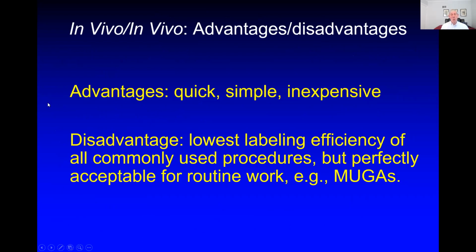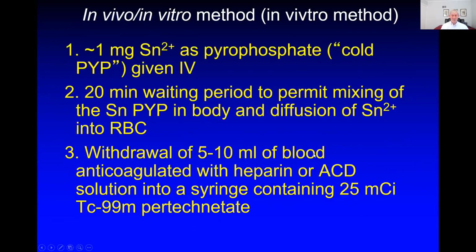The advantages to all of these procedures, every single one of them, is that they're all quick and simple and inexpensive. The downside for this one is that while the in vivo procedure is good for a MUGA, it is the worst possible choice for a blood pool scan. If you're looking for a GI bleed, you would never use this procedure, ever. This is only good for a MUGA.